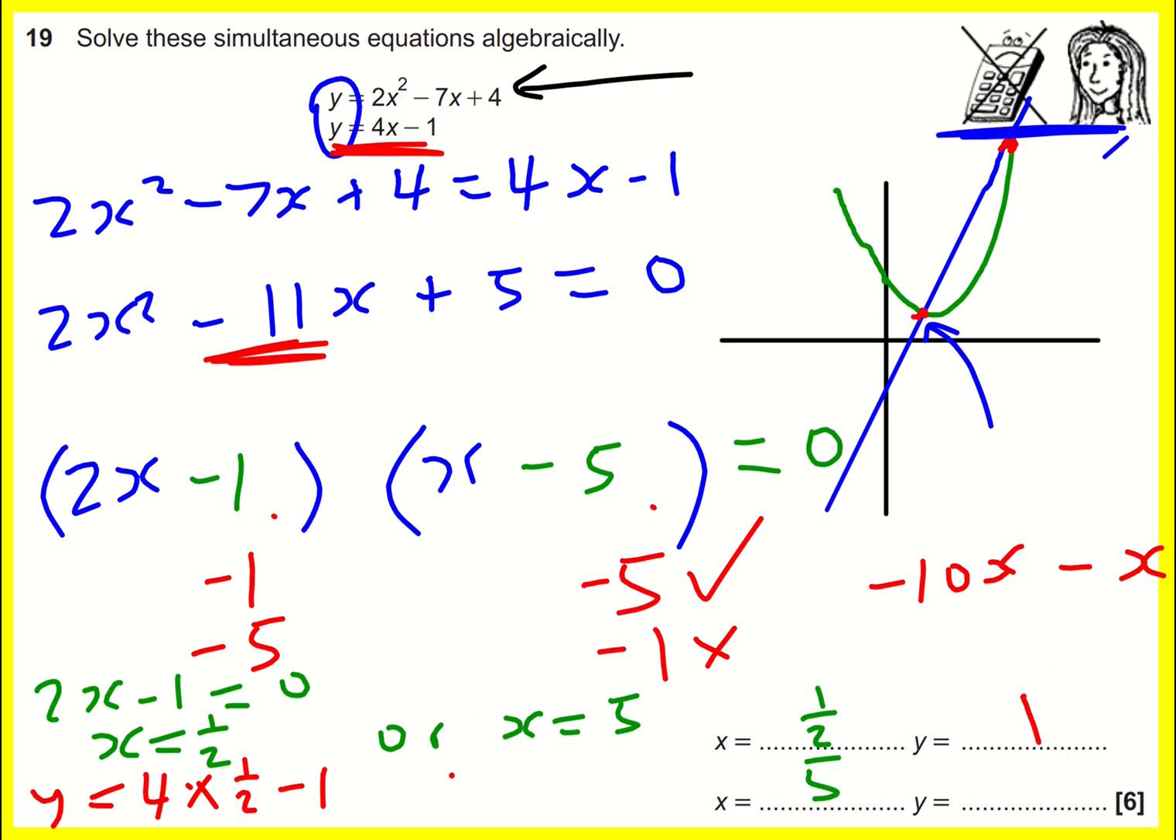Do the same with the other one. y is going to be 4 times 5 minus 1. That's going to be 20 minus 1. That's going to be 19. And we have successfully found the coordinates where these two graphs meet, which I just think is amazing. If you don't think it's amazing, then I'm sorry to hear that. But ultimately, we set these two equations equal, we solve a quadratic, in this case it factorizes, we substitute it back in to get y, and we're done. Make sure you can do that.